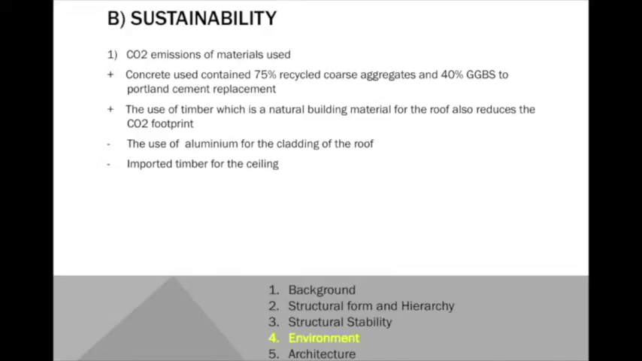First, the embodied carbon emitted in the use of the construction materials. There were efforts to reduce this by using 75% coarse aggregates in the concrete and by replacing Portland cement with 40% of a recycled material called GGBS. The use of a natural building material like timber is also good. However, the fact that this timber was imported from Brazil meant high unnecessary carbon emissions in transportation, and also the use of aluminum in the ceiling, which has a very high embodied carbon, was a negative point.